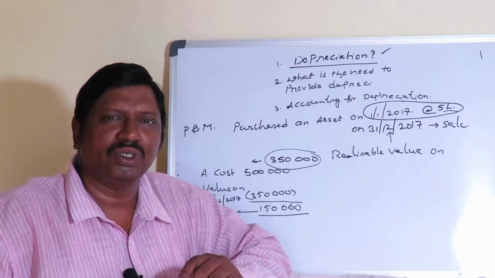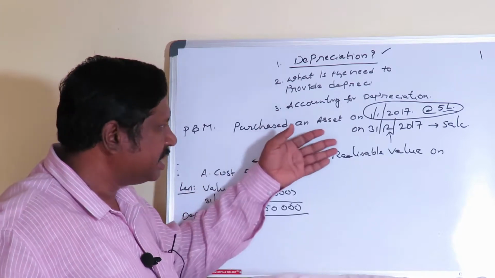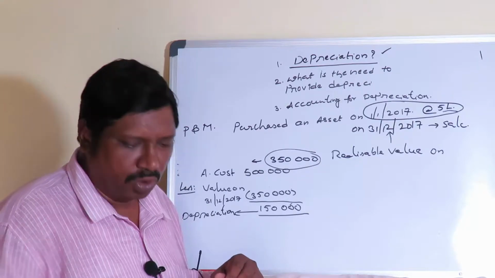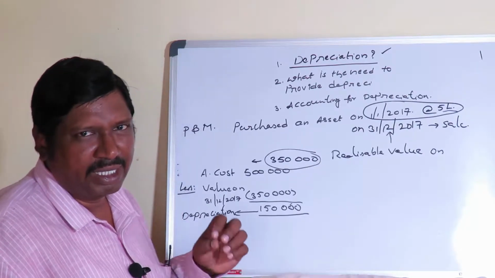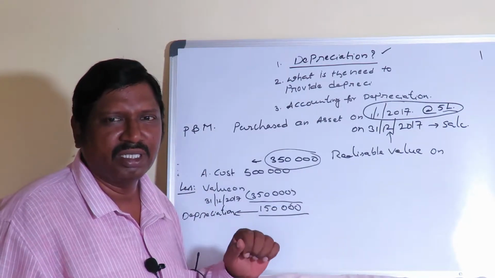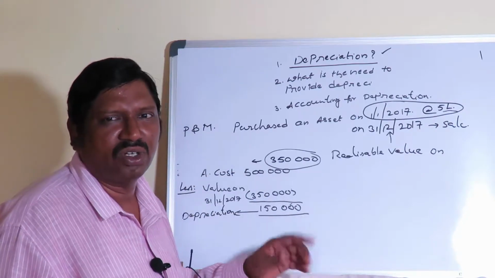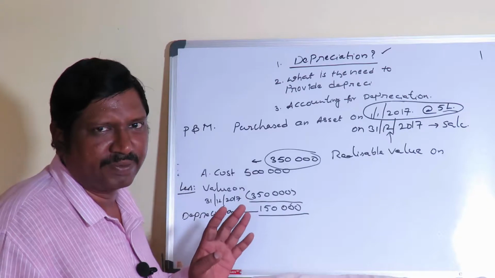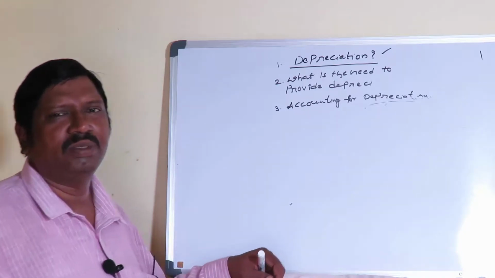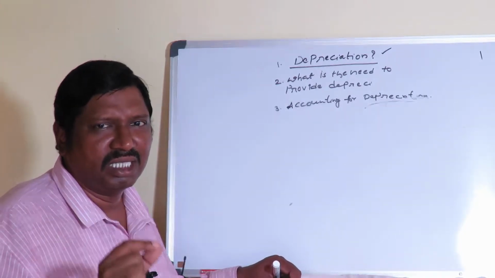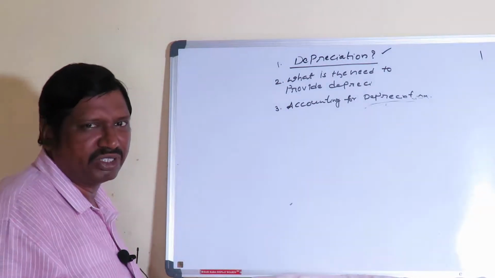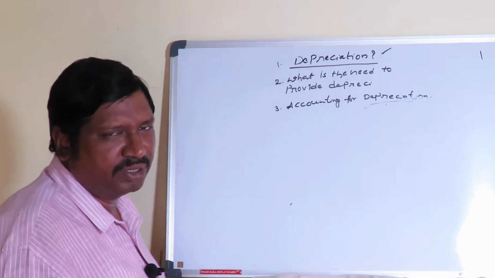Hence, you may observe one thing: an asset value comes down, fallen, looking at a downtrend. Hence, deterioration in the value of the asset is nothing but depreciation. Good. We got an answer for depreciation. What do you mean by depreciation? Depreciation is nothing but the deterioration or diminishing in the value of the asset that we have purchased and put to use in business.